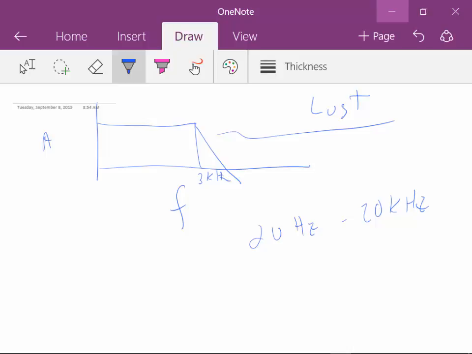But they sell little whistles that have a very high pitch that humans can't hear, but the dog can hear it.